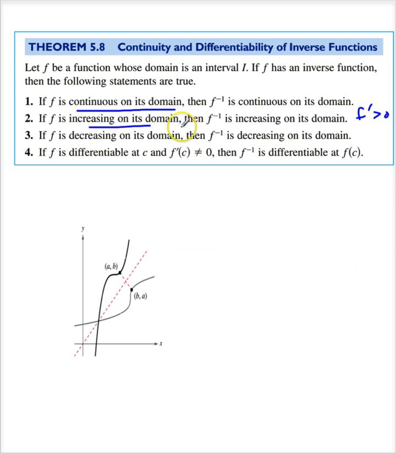While if f is decreasing on its domain, then the inverse is also decreasing on its domain. So f prime is negative. Finally, if f is differentiable at c, and the derivative does not equal 0 at that point, then the inverse is differentiable at c.